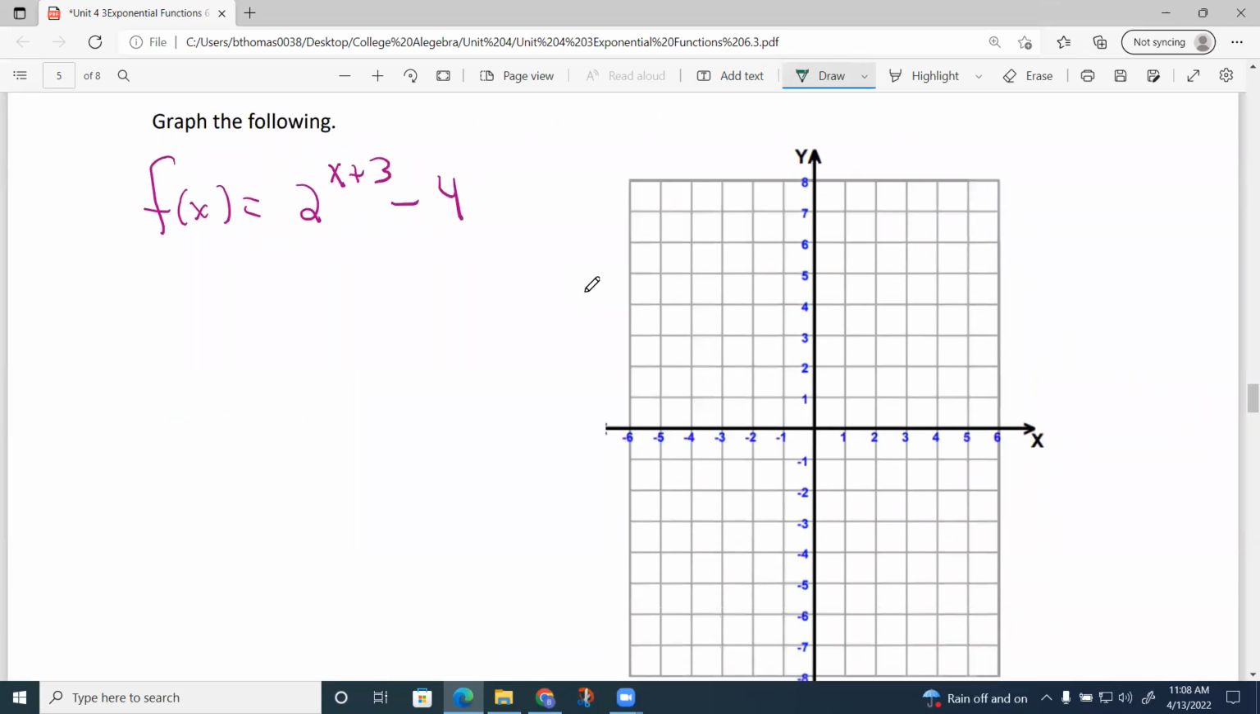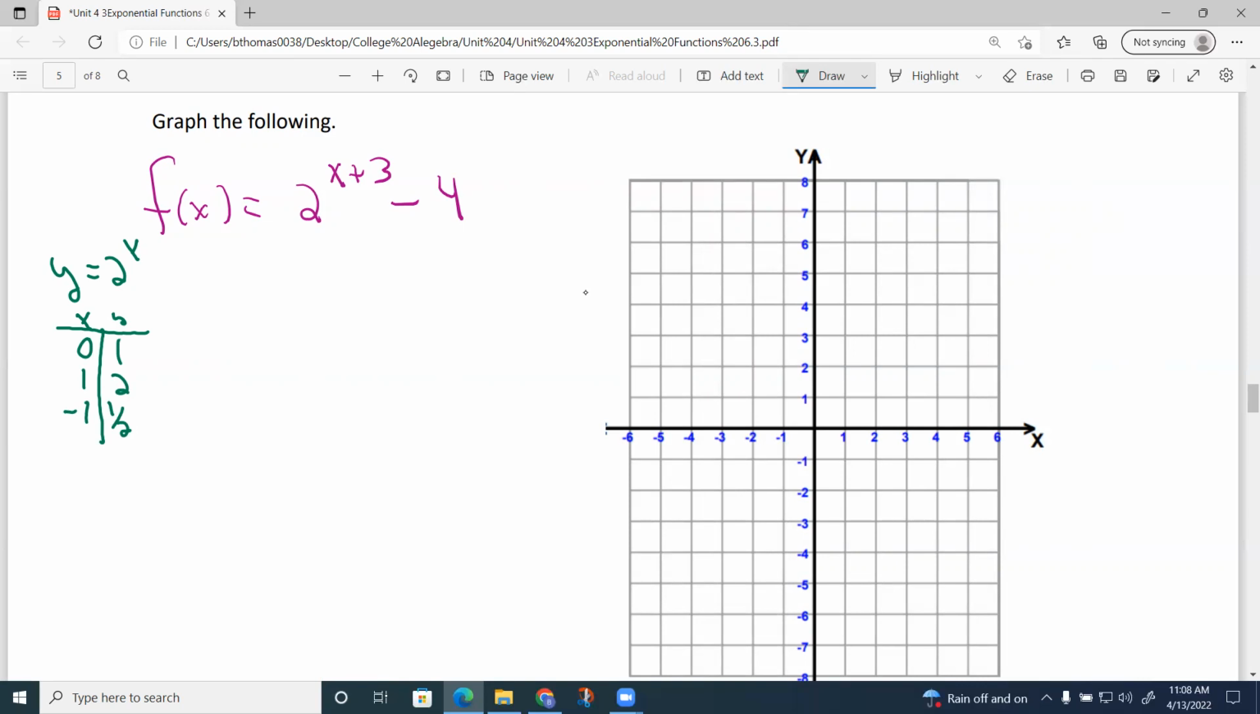So if we look at this problem, we have f of x equals 2 to the x plus 3, minus 4. To graph this, the first idea is just identifying what the parent function is, without all the transformations going on. So we recognize that y equals 2 to the x is the parent function. As far as that goes, (0, 1) was an important point. 1 gave me 2, and -1 gave me 1/2. That's the parent function.